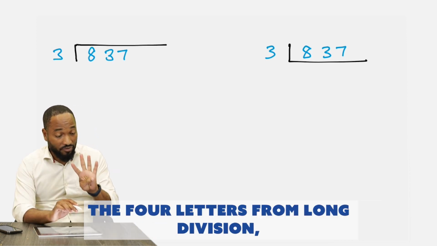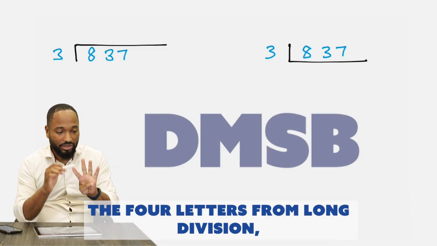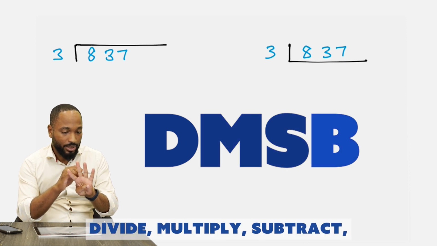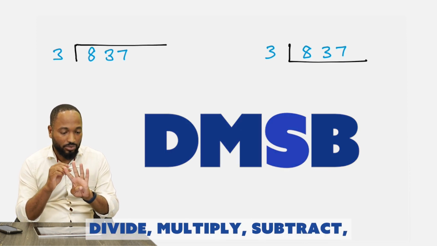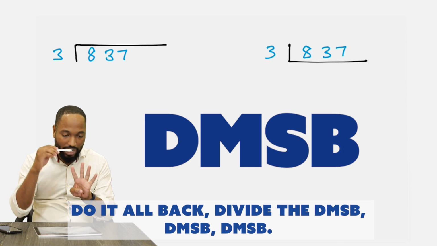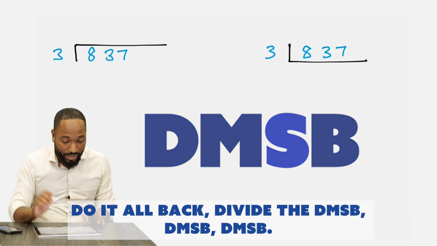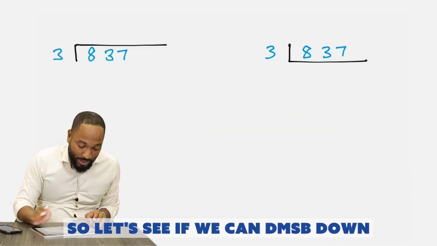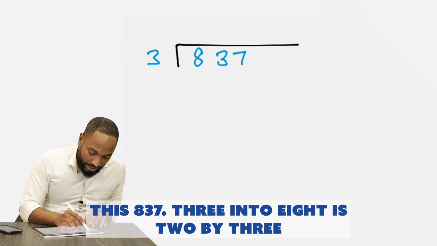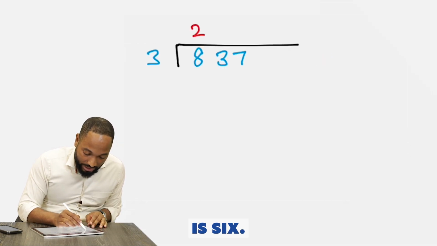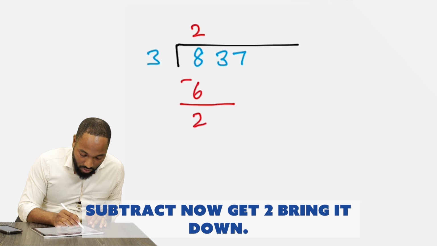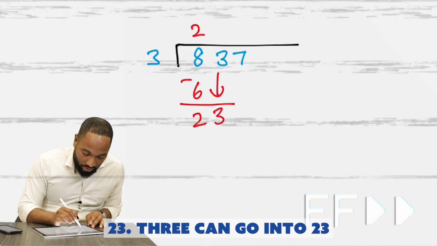Remember the acronym, the four letters from long division, DMSB. Divide, multiply, subtract, bring it down, do it all back, divide, multiply, DMSB. So let's see if we can DMSB down this 837. 3 into 8 is 2, 2 by 3 is 6, subtract. Now get 2, bring it down, 23.